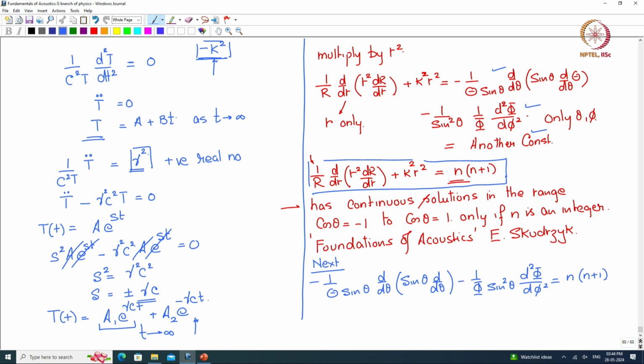Proceeding further, multiplying by sine square theta, we'll get minus 1 over theta sine theta d by d theta sine theta d by d theta of theta, minus 1 over phi d2 phi by d phi square is equal to n into n plus 1 sine square theta.